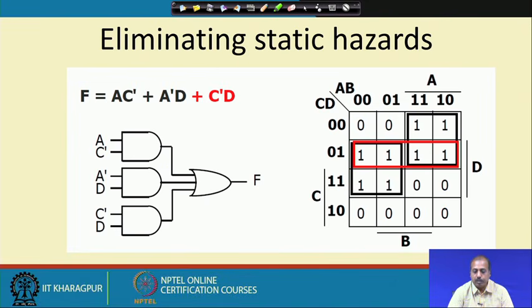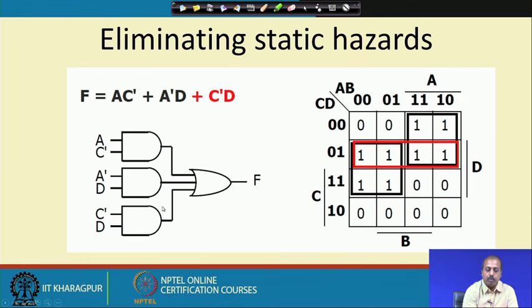So, this is an example. How do we do this? Same circuit, A C bar plus A bar D. What we have done is some redundant encirclement. This red quad was not necessary, because all the ones are already covered by the remaining 2 quads, but we take this redundant one. What will happen is that even if A is changing its value, this C bar D will hold the output.